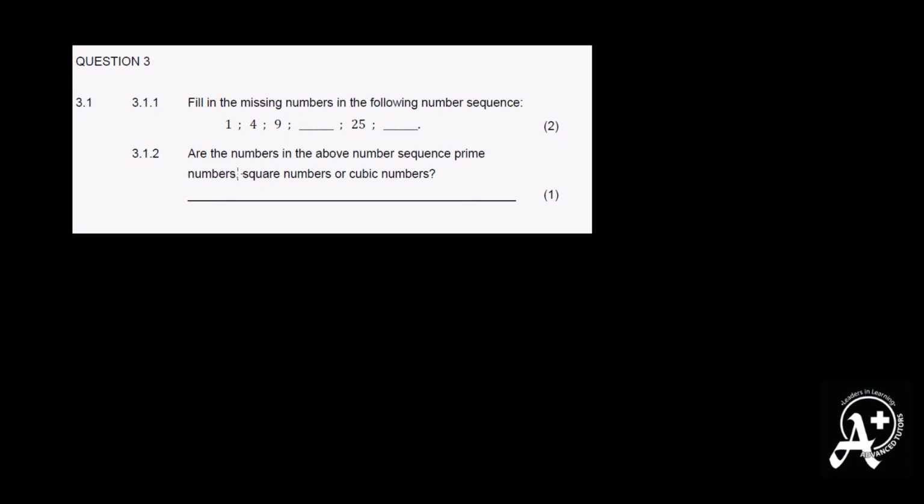So we can see in 3.1.2 they ask us, are the numbers in the above number sequence prime numbers, square numbers, or cubic numbers? So we know it will be one of those three. So we can see that it will definitely not be prime numbers, because we know that 4 is not a prime number, nor is 25, and 1 is actually not a prime number either.